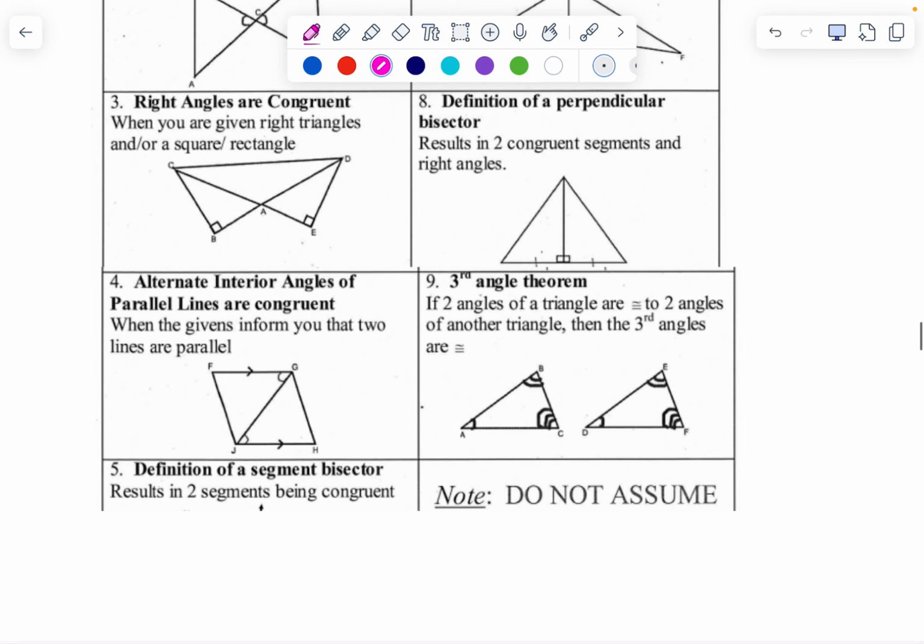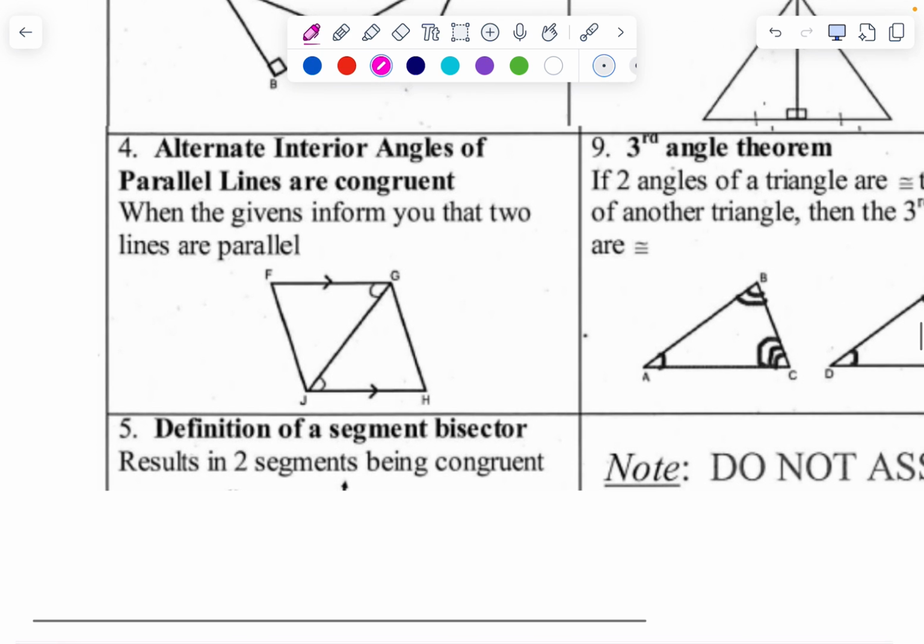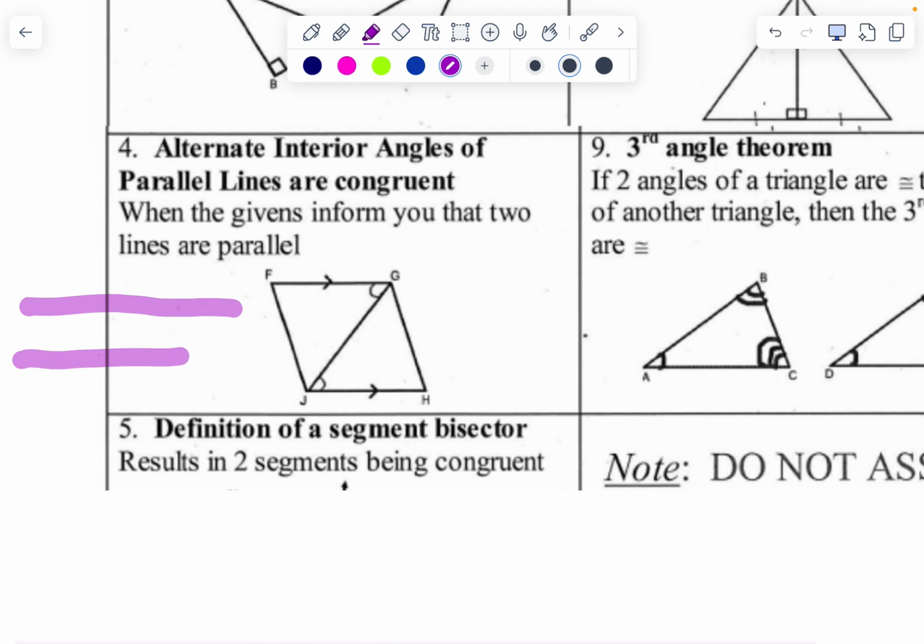All right, alternate interior angles. That was from our parallel lines unit. So just maybe out to the side, let me remind you, just sketch this. And remind yourself alternate interior angles are on opposite sides of that transversal, between the two parallel lines.